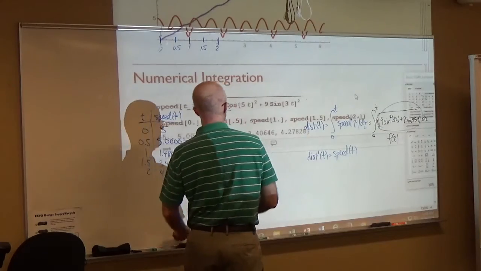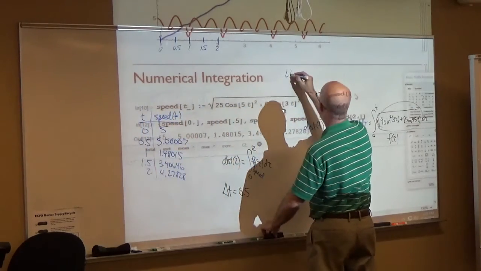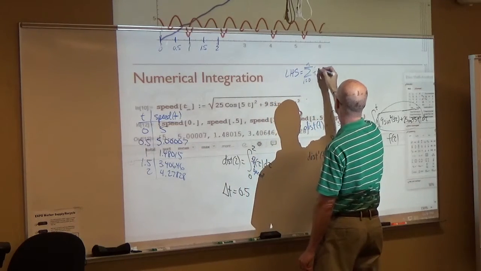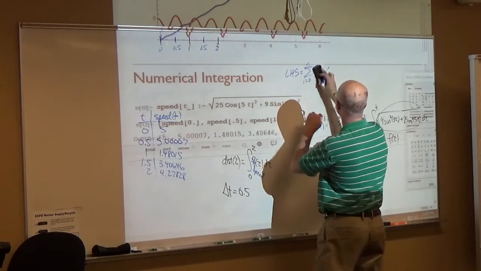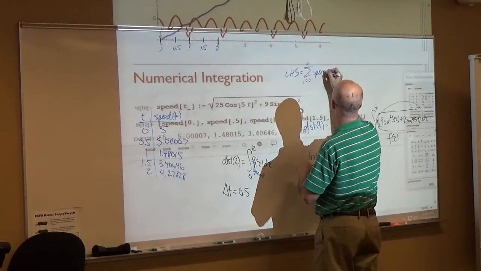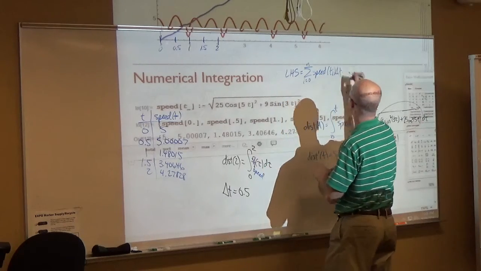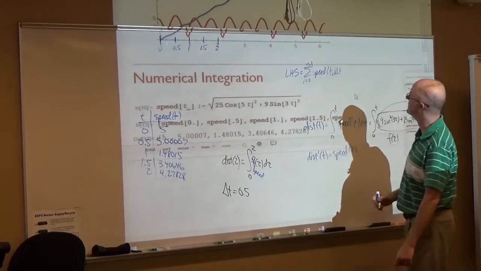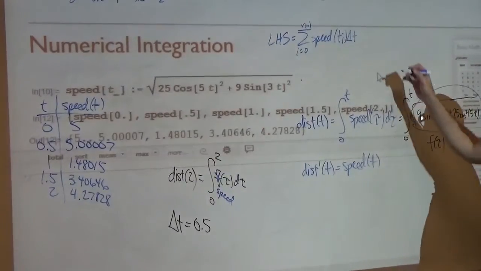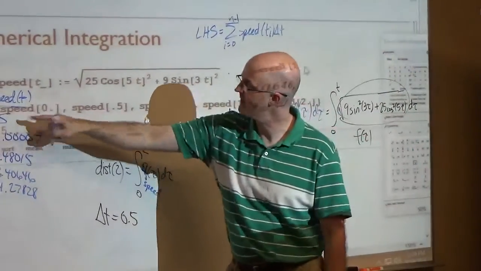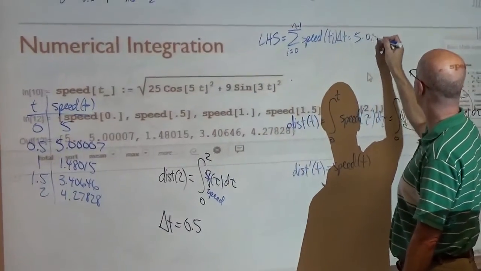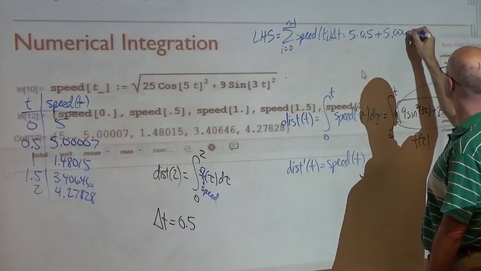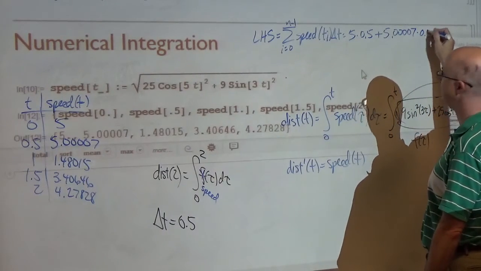The left-hand sum in summation form can be written like this. And in this case n is 4. Actually, this should be an n minus 1 here. So you're going to have 4 terms in the sum. Speed at time 0 times delta t, 5 times 0.5. Speed at time 0.5 times delta t, 5.00007 times 0.5.